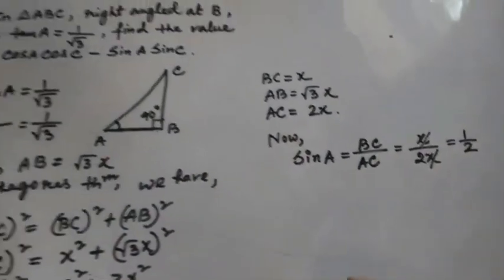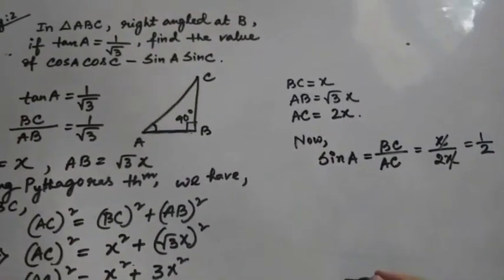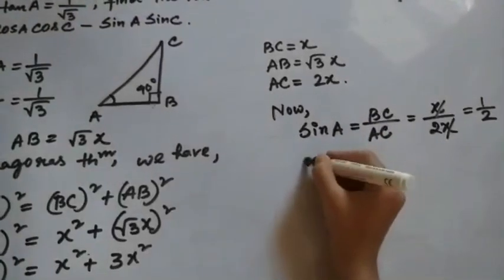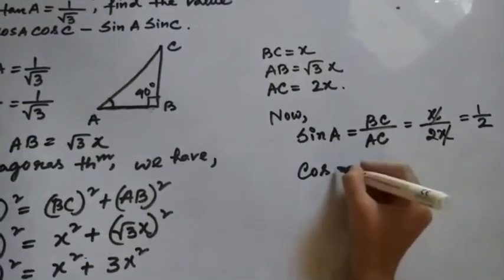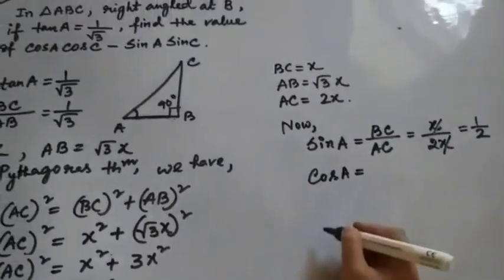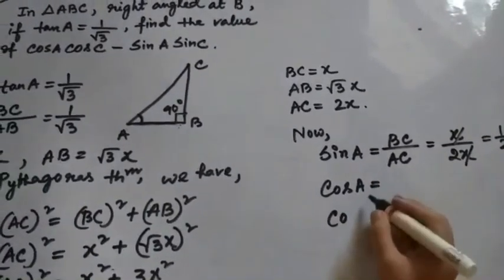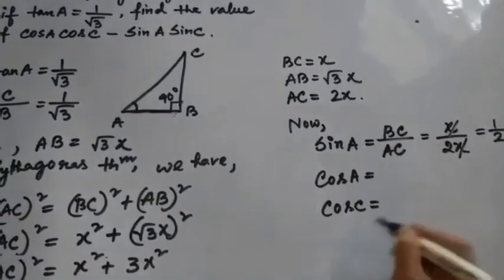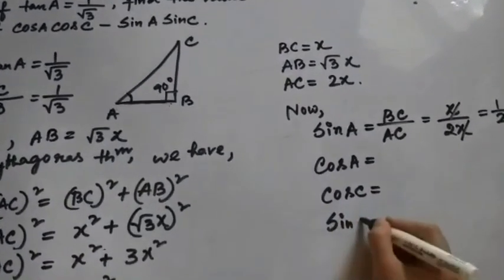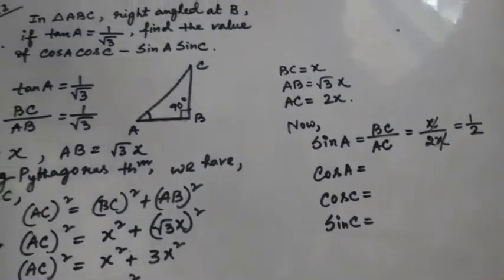After that we need to find out cos A, cos C and sin C. So I am just writing first the ratios. What we have to find out? Cos C and sin C. These three values we need to find out.